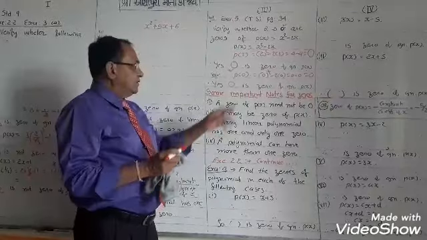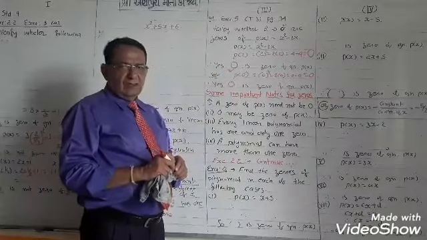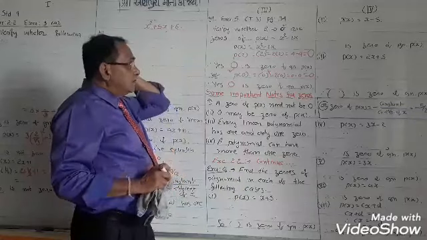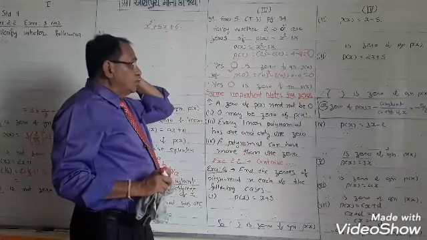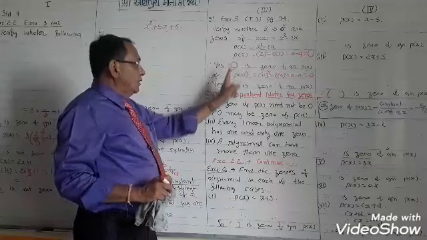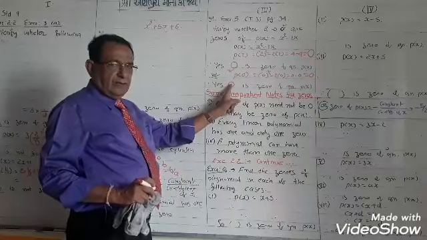Got it? So it has two zeros, 2 and 0 itself.